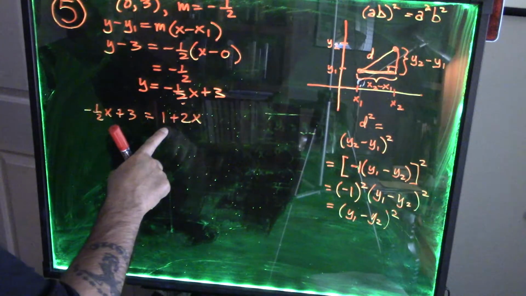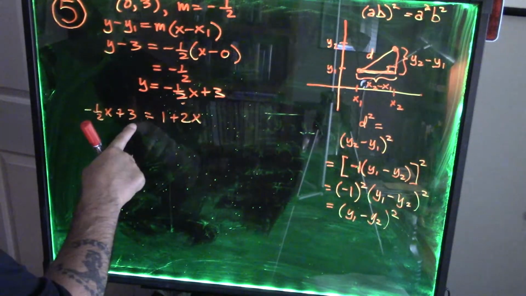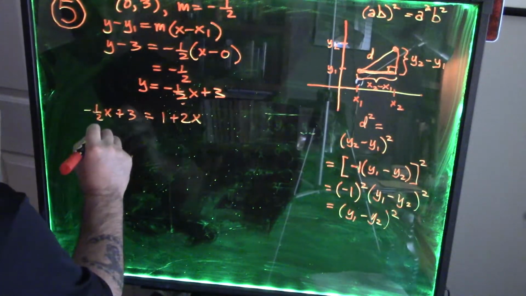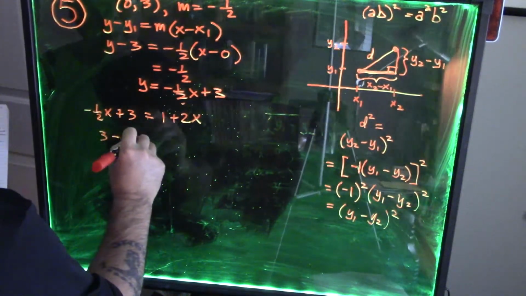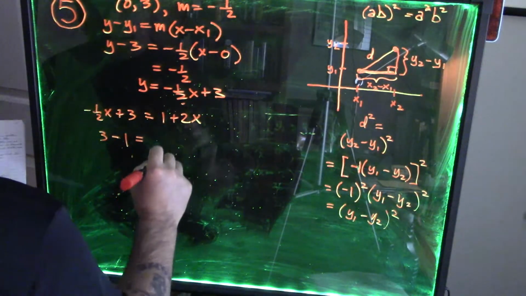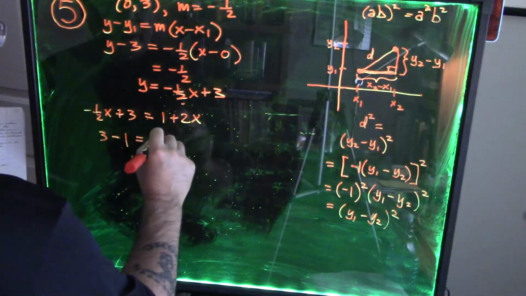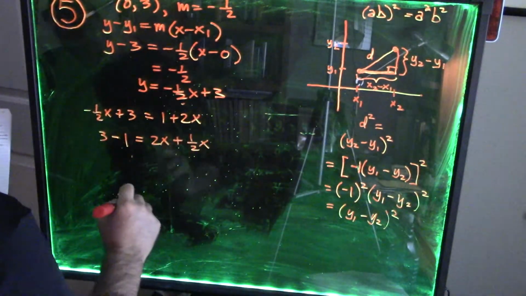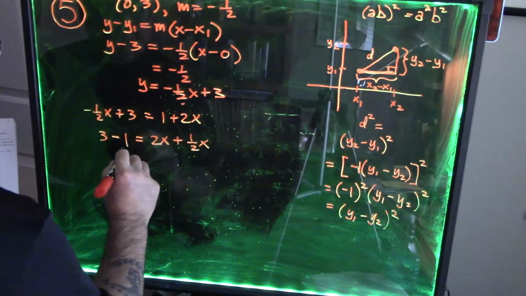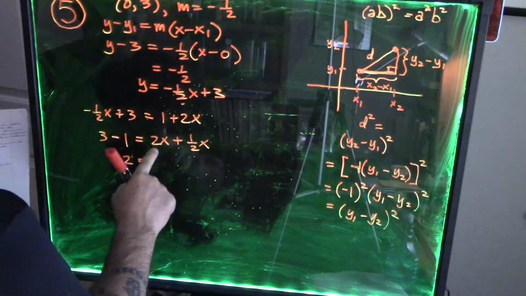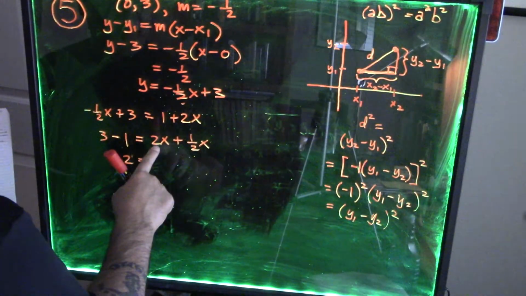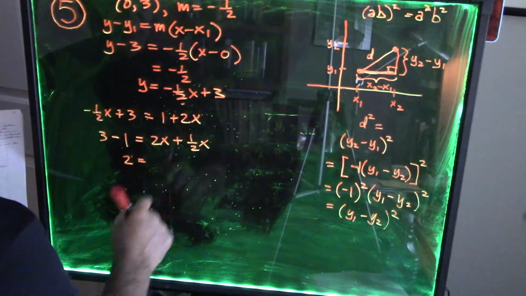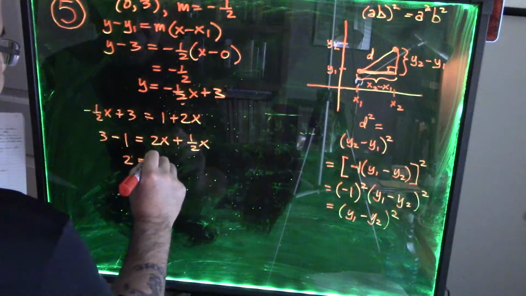So we can subtract 1 from both sides, move that to this side. We're going to move that to that side. Alright, so 3 minus 1 on the left side equals 2x plus 1/2 x on the other side. And so 2 equals, and 2 plus 1/2, 2 is the same as 4 over 2, 4 over 2 plus 1 over 2 equals 5 over 2. So you've got 5 over 2x.